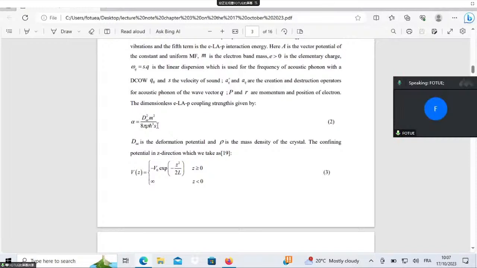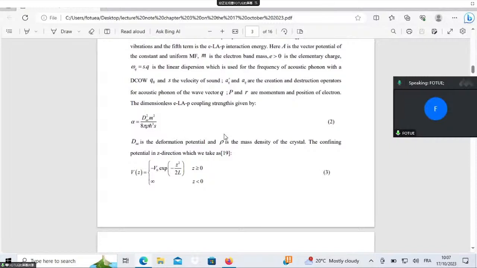This deformation potential here is given by dRc square. And we see, for example, this is a local deformation potential. And in this relation, rho stands as the density of the crystal.